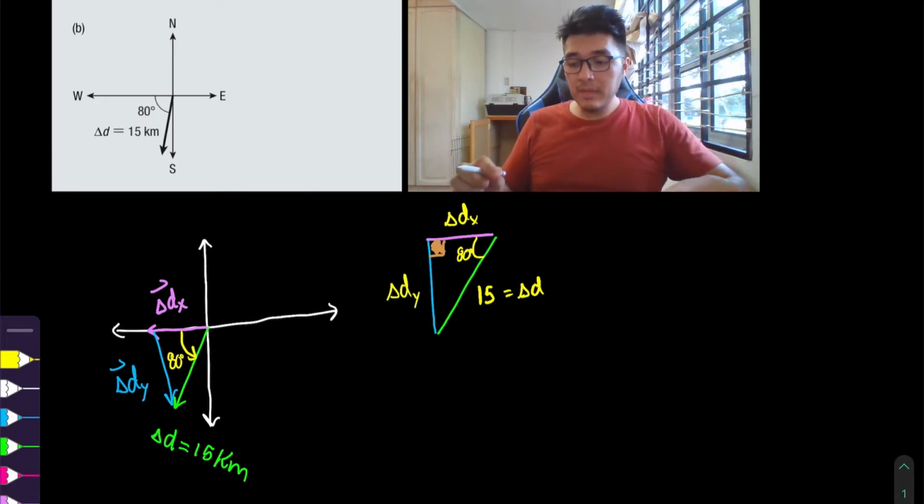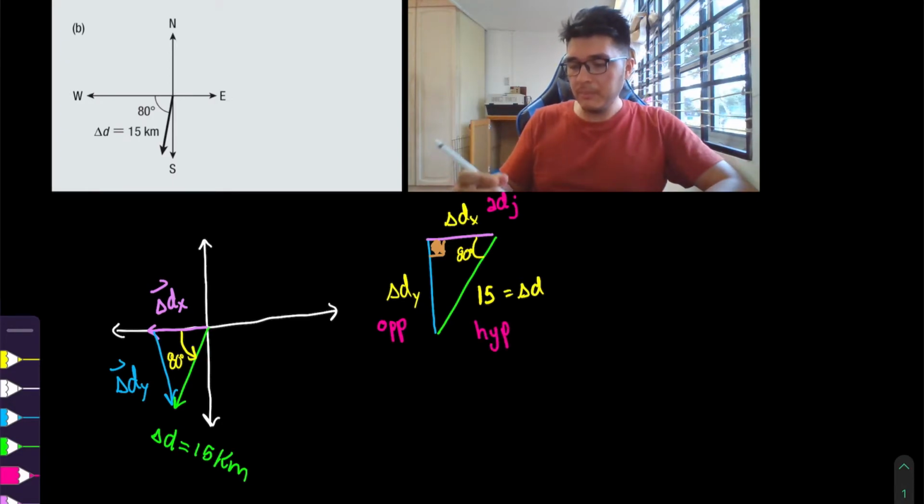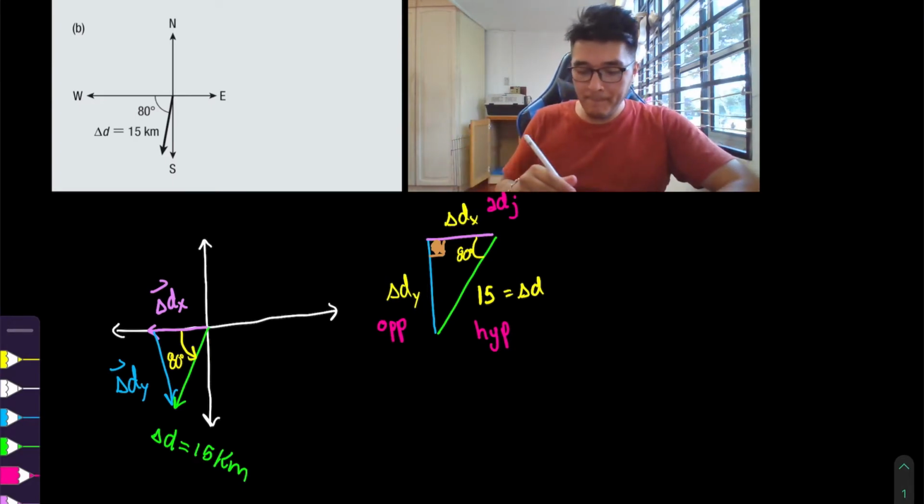Okay, so remember, when you're trying to find the components, you're going to use the sine ratio and the cosine ratio. So from the given angle of 80 degrees, you can label this as your opposite side, OPP, this is your adjacent side, ADJ, and the hypotenuse, HYP. So that should help you out to remember the trig ratios.